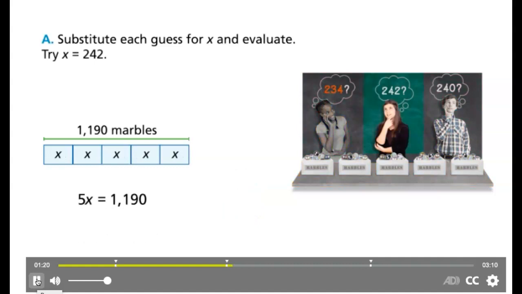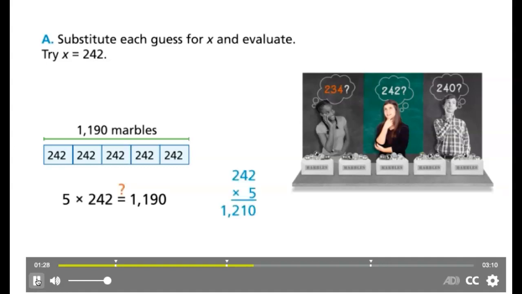Now evaluate the guess of the second friend. Try X equals 242. 5 times 242 is 1,210. The product does not equal 1,190, so X equals 242 is not a solution.